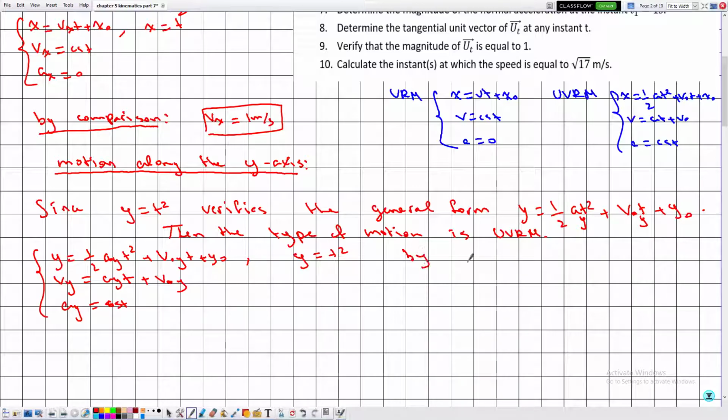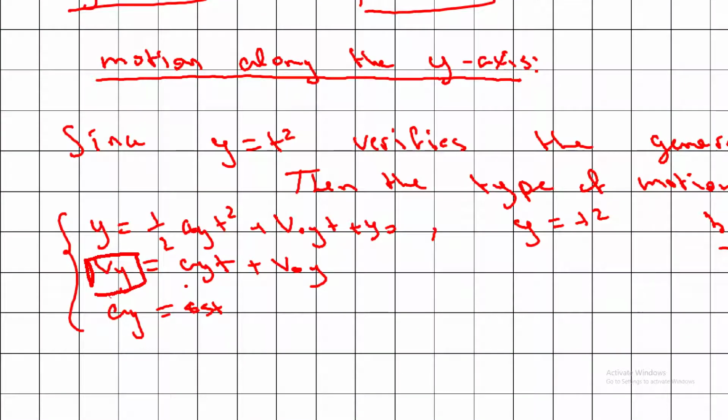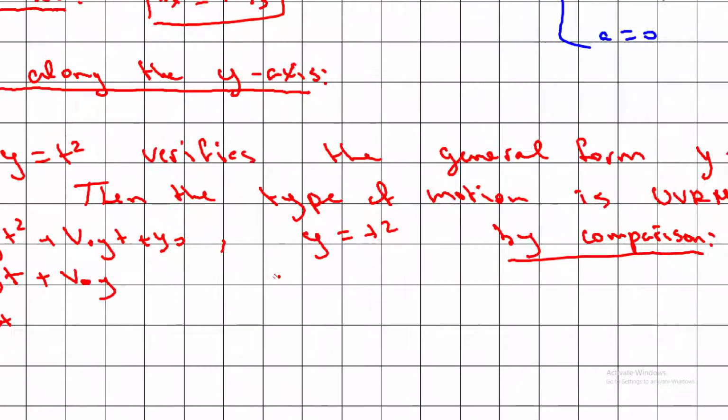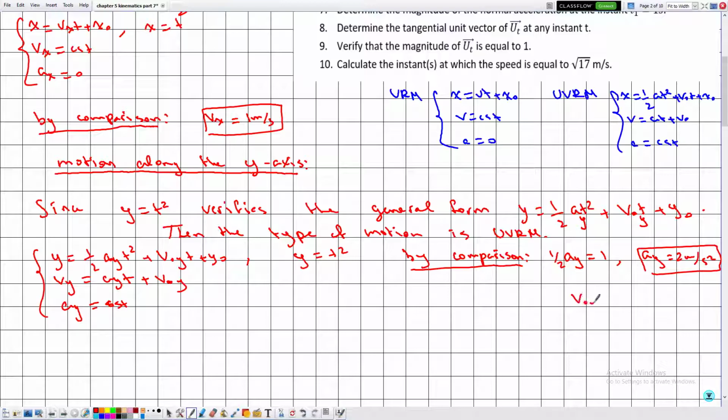Then let me say by comparison, we are interested in determining Vy. In order to determine Vy, we need to determine Ay and V0y separately. Comparing quadratic terms, we can notice that half Ay is equal to 1, which means that Ay is equal to 2 meters per second squared. As for the linear term, in the given form it is absent because V0y is 0, and in this case V0y is equal to 0. Then replacing these constants in the following equation, we get that Vy is equal to 2t plus 0, then Vy is equal to 2t.